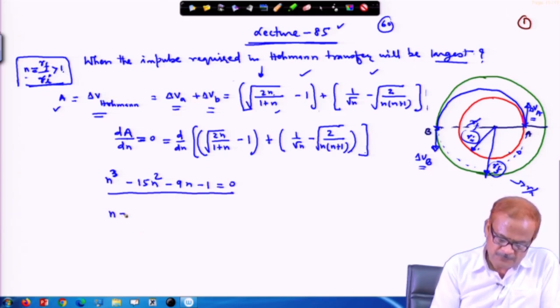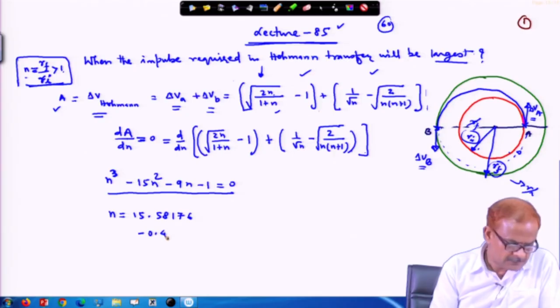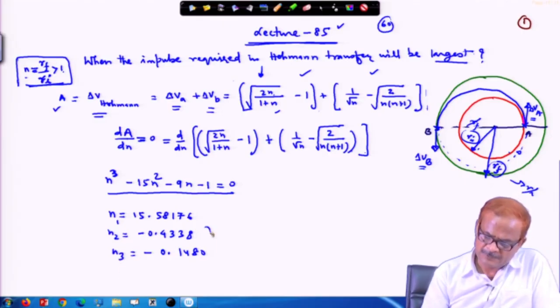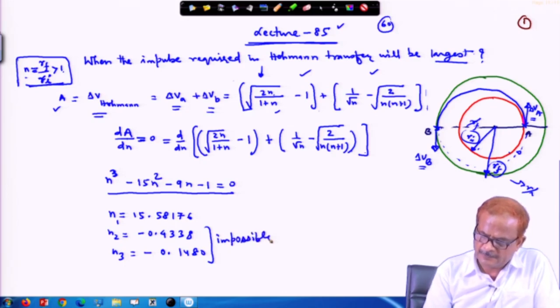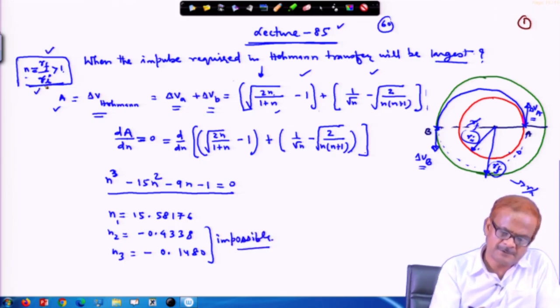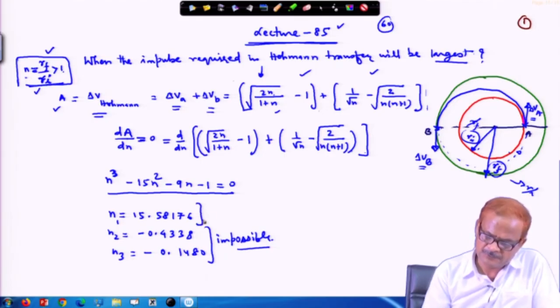And if you solve, you will get the value n equal to 15.58176, and then minus 0.4338 and minus 0.1480. So, let us write this as n 1, this is n 2 and this is n 3. So, these two are impossible. Why? Because n is the ratio of two positive quantities, so it cannot be negative. So, this is your solution.